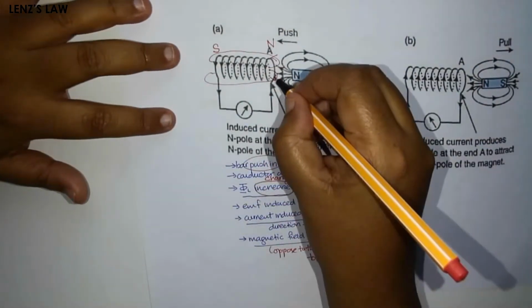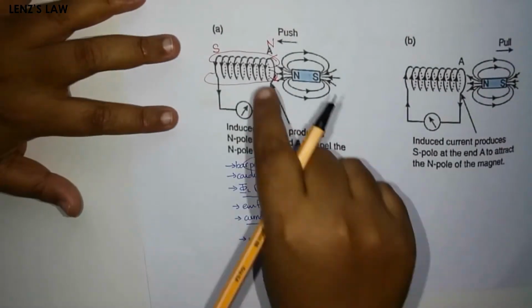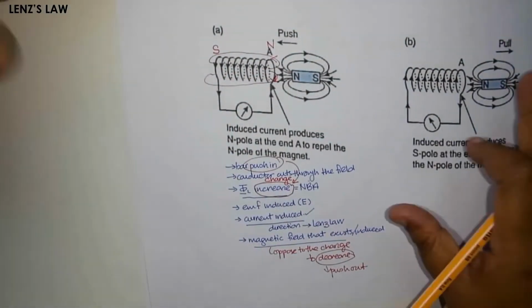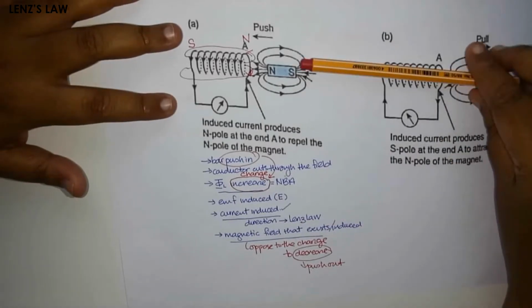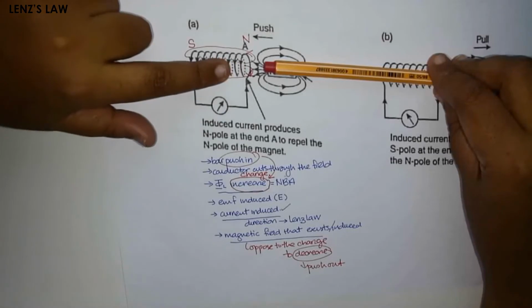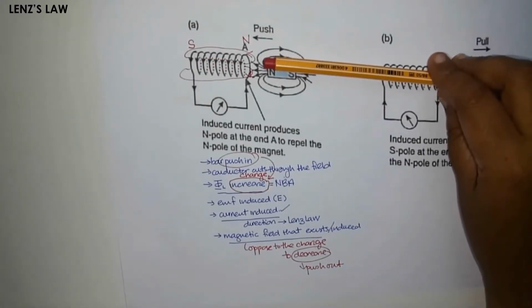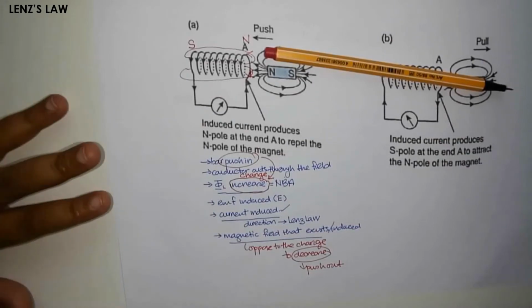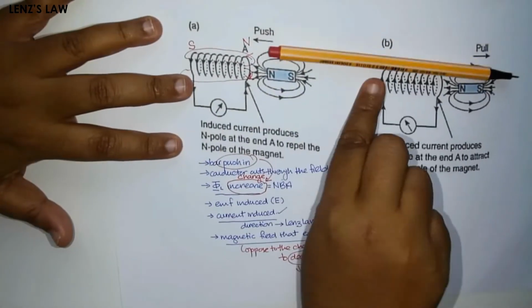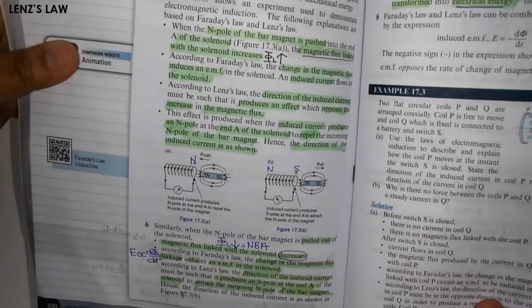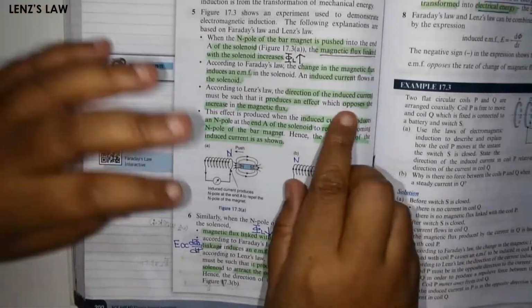Okay, so this will be the magnetic field that was induced due to the current induced. So what will happen is when the bar magnet goes, Lenz says the magnetic field that is formed will oppose the change in the magnetic flux that induced the current. So then it will push out the bar magnet. Push out means it will repel the bar magnet. Okay, so let's look at this.